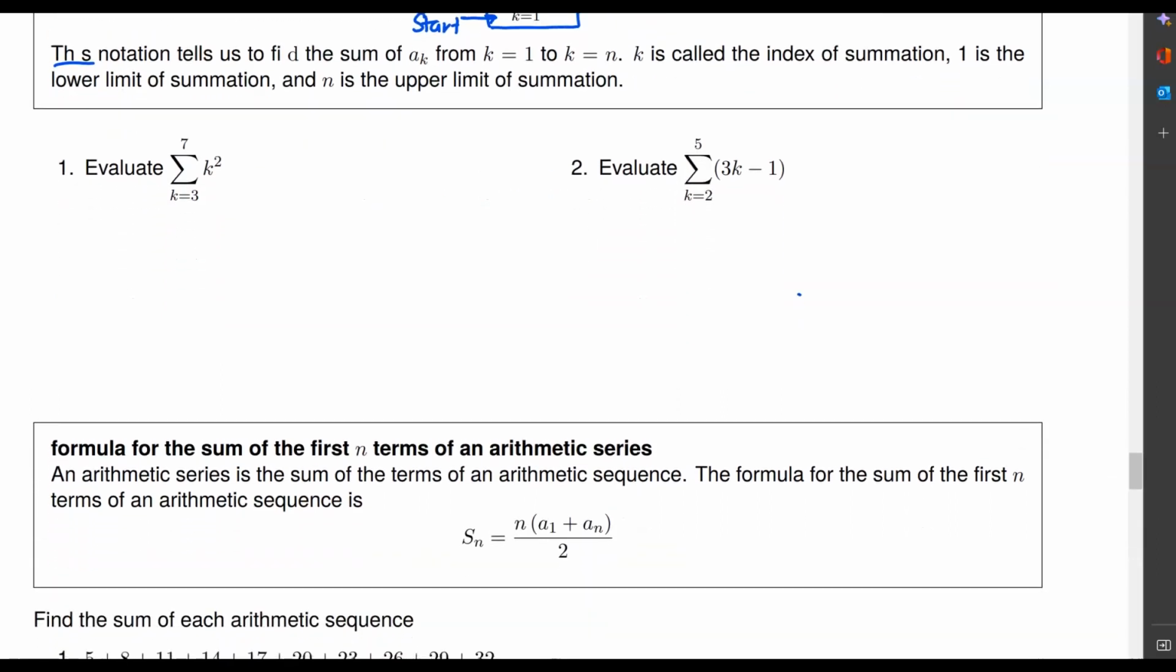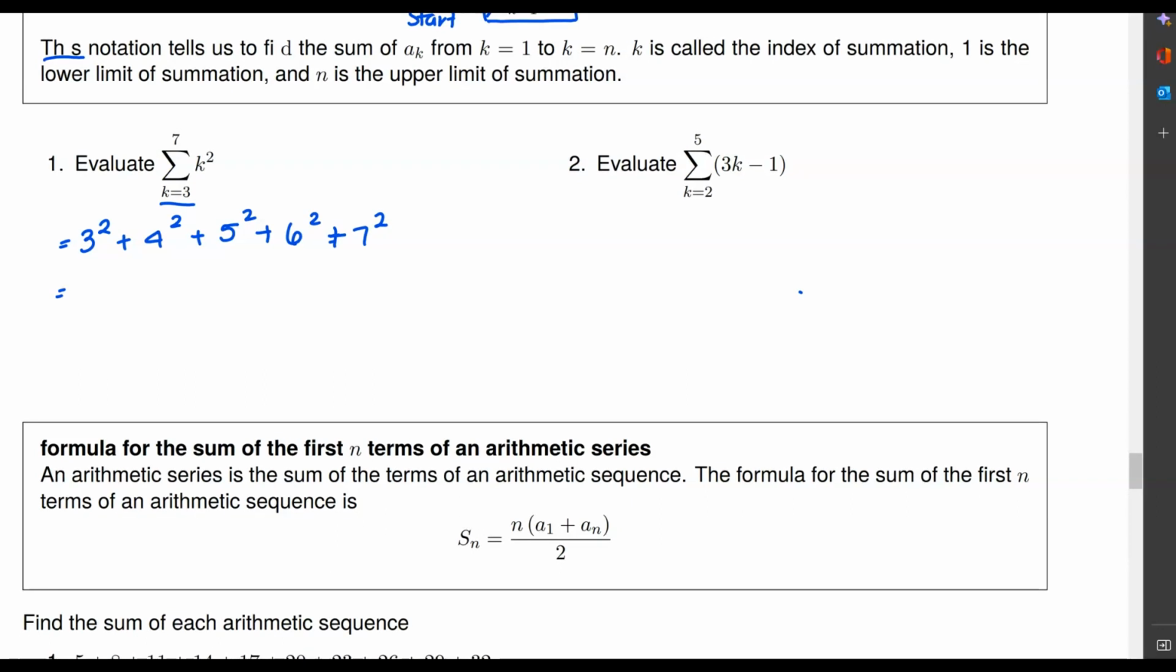Evaluate the summation from 3 to 7 of k squared. So we're starting at k equals 3, so that's going to be 3 squared plus 4 squared plus 5 squared plus 6 squared plus 7 squared. And we're going to sum all that up together. So in this sum, we're going to get 9, 16, 25, and we're adding all those numbers together for a total of 135. That's how we're evaluating the summation.